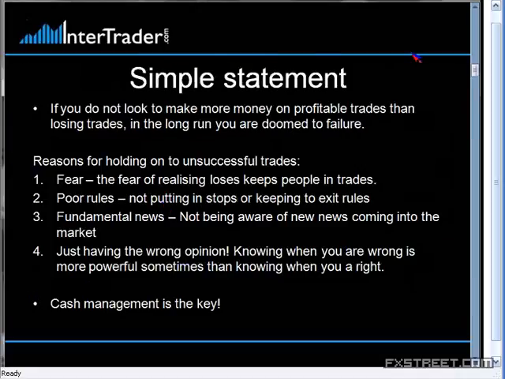So a simple statement. Again, if you don't look to make more money on profitable trades than you do losing trades, in the long run, you're doomed to failure. So again, the reasons why people hold on to unsuccessful trades and don't manage the risk properly is, one, fear. It's that actual fear of realizing these losses, seeing that red P&L, the big minus, and pressing the button knowing you have to swallow that loss. The sooner, again, we realize that is a part of trading, and at some time or another we are going to take an unsuccessful trade, a losing streak, the better traders we're going to become. And also, not taking it personally and not letting it get out of control.